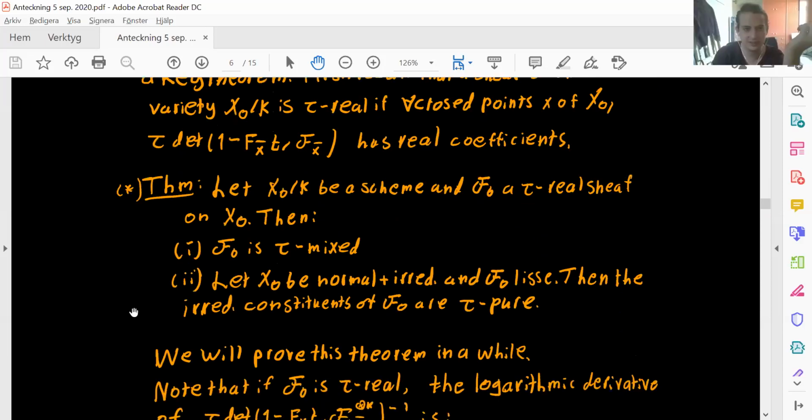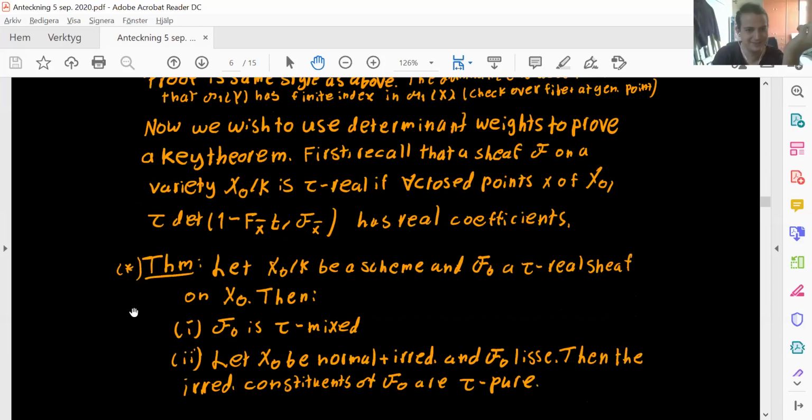Isn't one in conflict with two? Why? Can something be both tau mixed and tau pure? Sure. Tau mixed is finitely many. Okay, sorry. Yes. No worries. Finitely many.